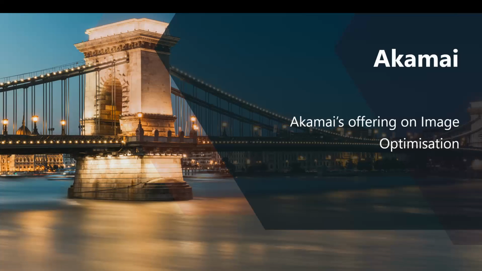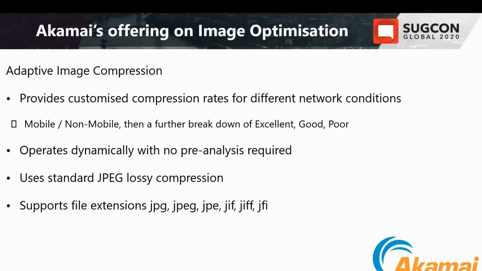So I'll quickly go through Akamai's offering on image optimization as well. The first one is adaptive image compression, which is available for customers who are on Akamai Dynamic Site Accelerator and Akamai Ion plans. It provides customized image compression rates for different network conditions, for cellular network or non-cellular network, and then there's a further breakdown on what it deems as excellent, good, or bad connection.